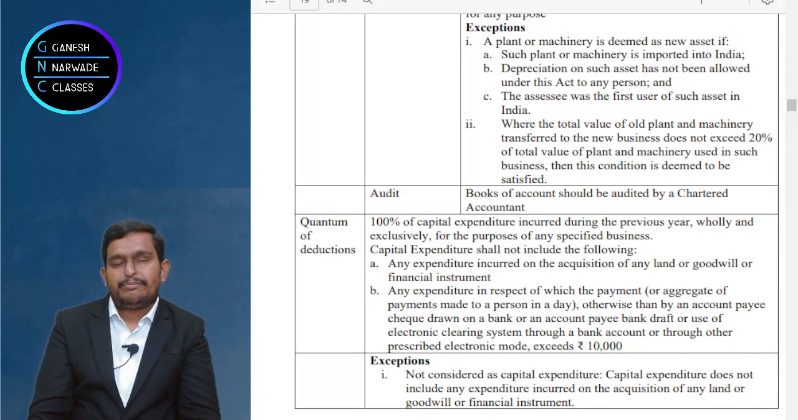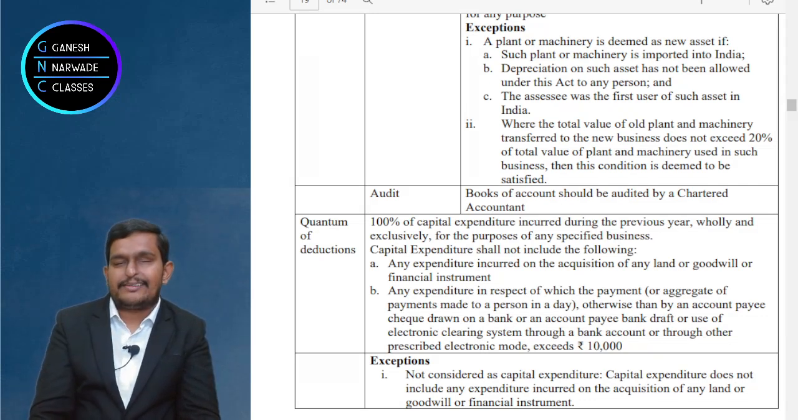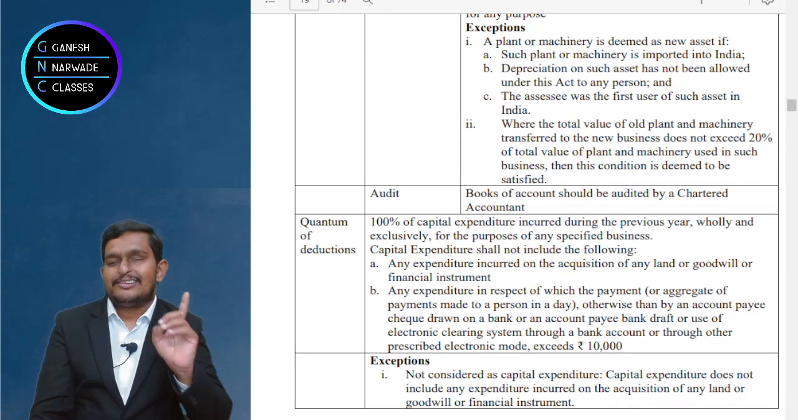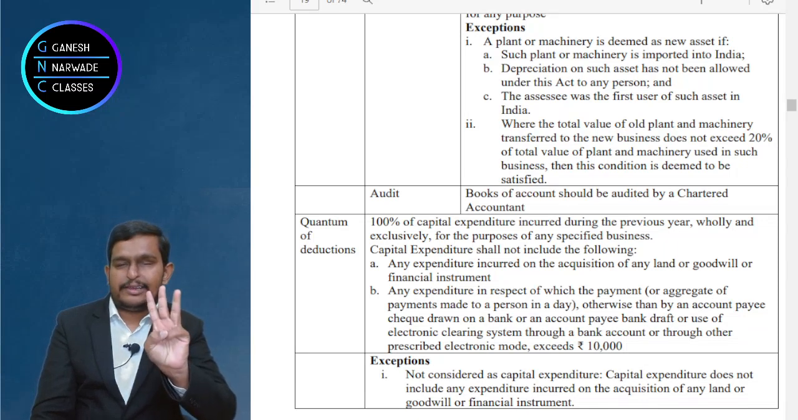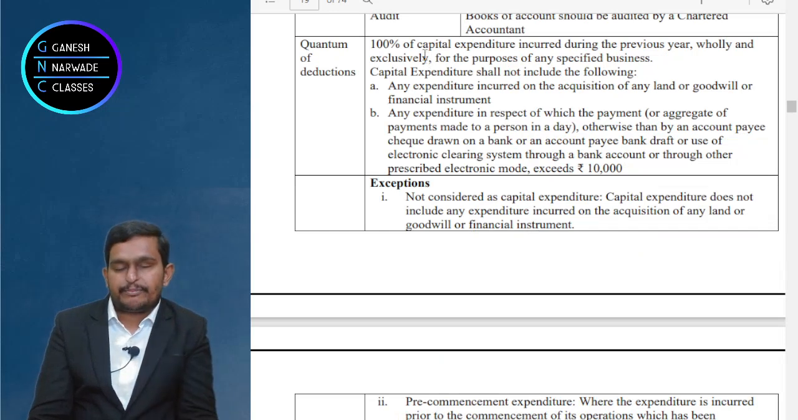Now, but there are three assets on which no deduction is given. One is land. Second one is goodwill. Third one is financial instruments. Land, financial instruments, goodwill. Only three. Not building. Okay, on building you can get the deduction. Land, financial instruments and goodwill. On these three, no deduction at all.